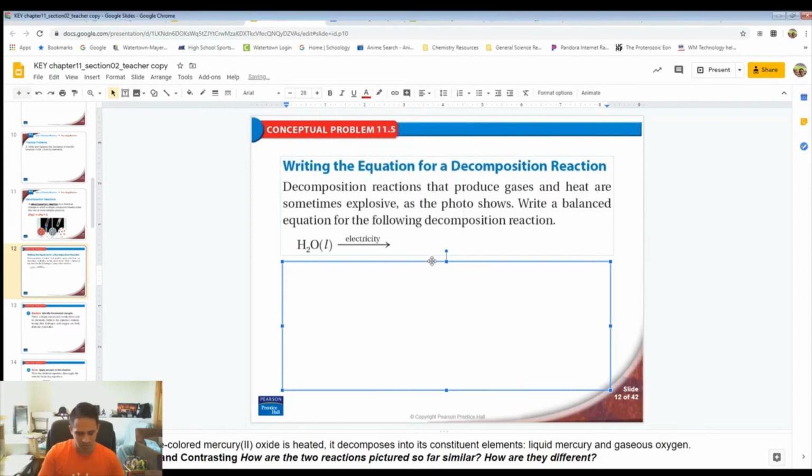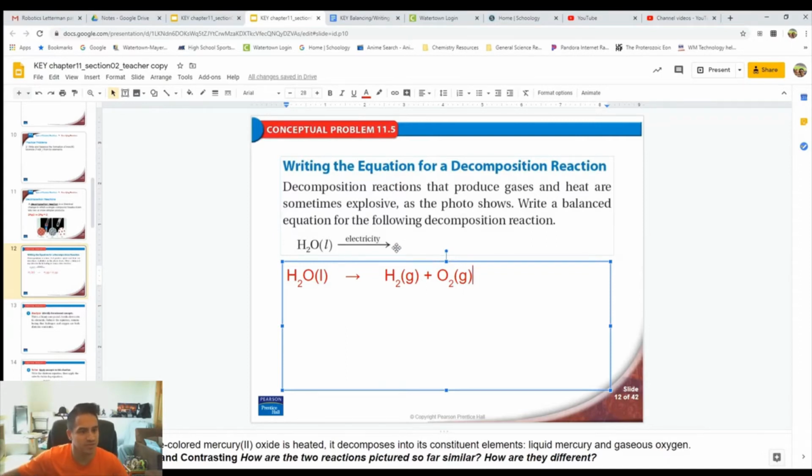Okay? So we're going to have H2O, which is a liquid. There we go, L. I keep having an S there. This is going to break apart into hydrogen gas, which is diatomic. Remember, hydrogen is a Winkelhoff. And oxygen gas, which is also diatomic. Okay, so this is our equation.